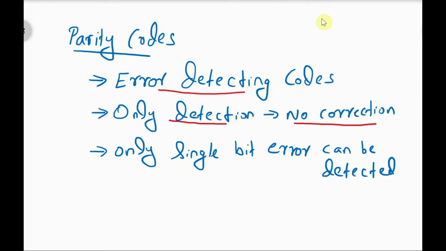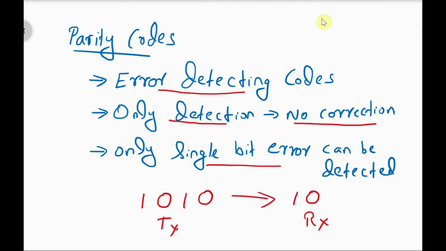And the main drawback of parity code is only a single bit error can be identified or detected. For example, if there is a 4-bit code which is transmitted, and on the received side we received the 4-bit code like this. In this case, there is no error. What code we have transmitted, we have received here. In this case, there is no problem.